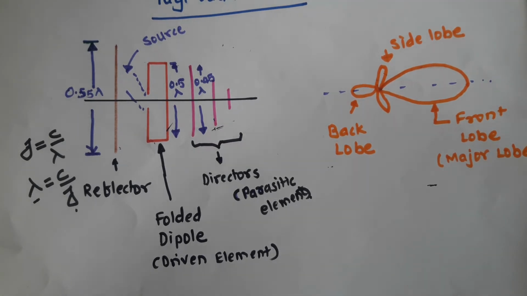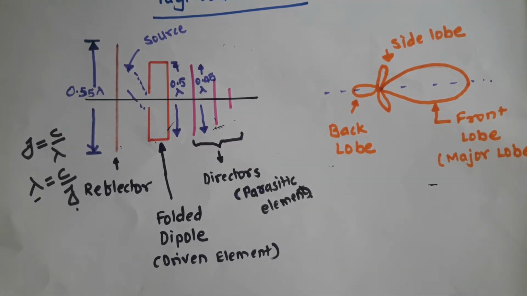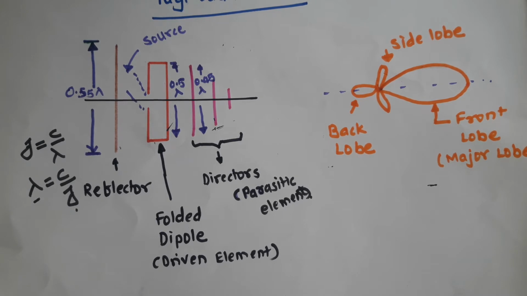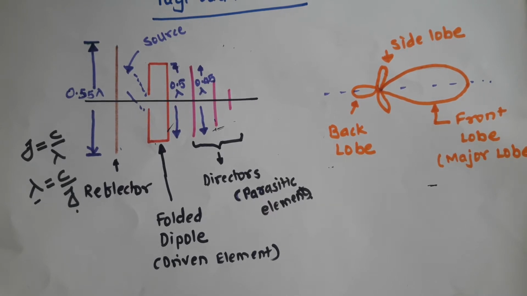To maintain that FBR, or front to back ratio, such Yagi-Uda antennas are designed. Now the basic important thing is that this antenna works as a transmitting antenna as well as a receiving antenna. So for both applications this antenna is applicable. This antenna can work for the transmission purpose, as well as for the reception purpose also, right.